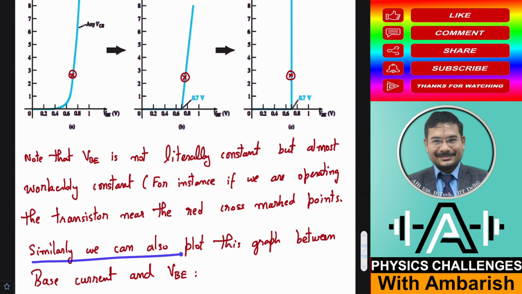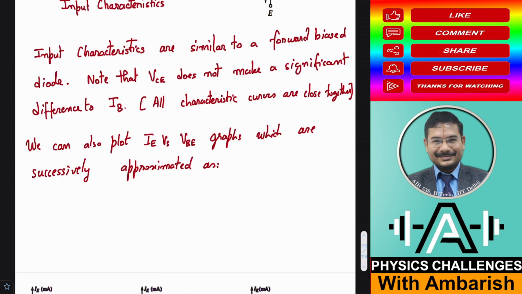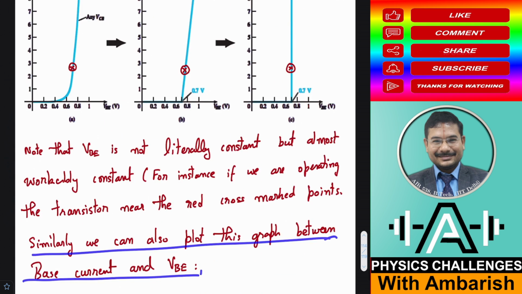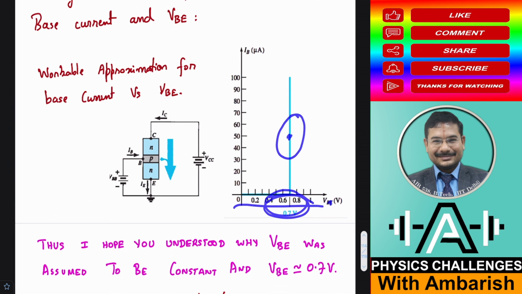Okay, similarly we can also plot this graph between base current and VBE. So base current versus VBE can be approximated like this. See, this is the actual curve that I showed, and this again I can model as a vertical line that I am showing later on. Okay, so this is the base current versus the base emitter voltage, and you can see we are operating near this point, and 0.7 volt is almost constant, you can see, and base current can change at nearly the same voltage. The graph is almost vertical.